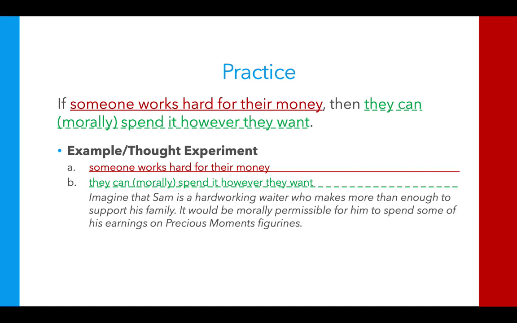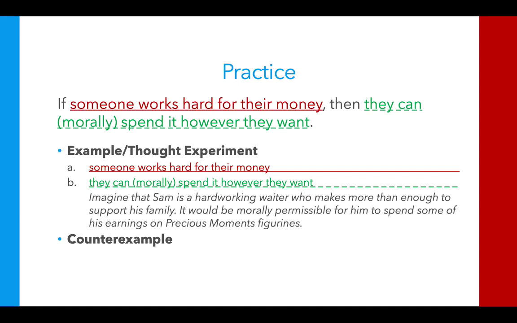It would be permissible for Sam to spend some of his earnings on Precious Moments figurines, or a baseball, or something trivial, a snack, anything like that. We're giving enough details, right? He's a waiter, he's working hard, he makes more than enough to support his family. I'm sort of crafting, right, a vision of this person so that I can get you, the audience, to buy in to the moral permissibility of him buying some Precious Moments figurines. But there are also counterexamples, I think, to this claim. So I think this claim is ultimately false.